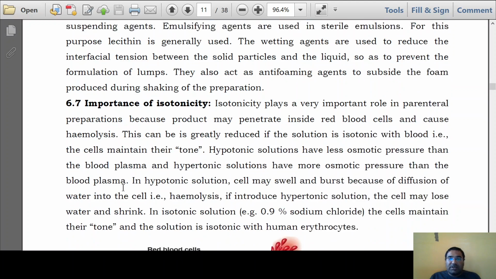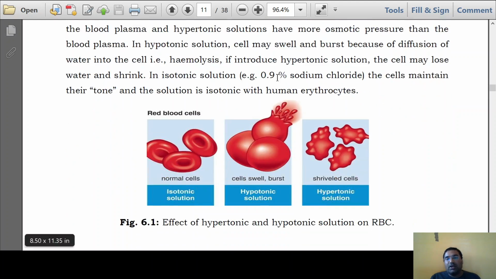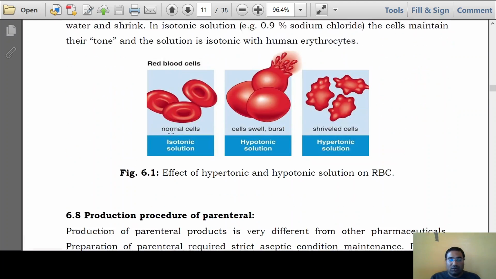The next point is importance of isotonicity. I think we have already seen this point. What we mean by isotonicity? What is the importance of isotonicity? What happens if the product is not isotonic?